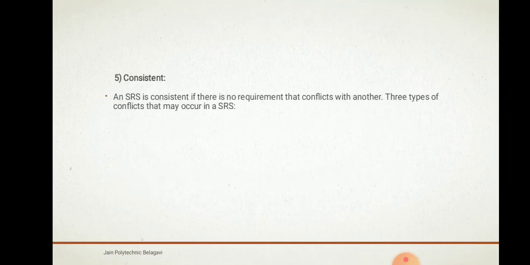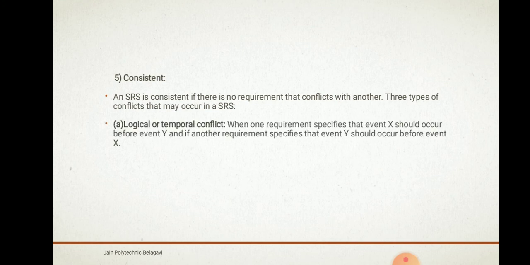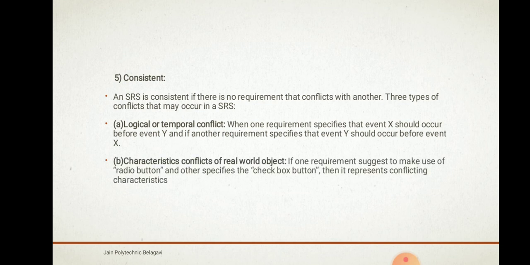Fifth one is consistent. An SRS is said to be consistent if there is no requirement that conflicts with another. There are three types of conflicts that may occur in the SRS. The first one is a logical or temporal conflict. That is, one requirement specifies that event X should occur before event Y, and another requirement specifies that event Y should occur before event X. If there are no conflicts with one another, the SRS is said to be consistent. This is one of the conflicts that may happen.